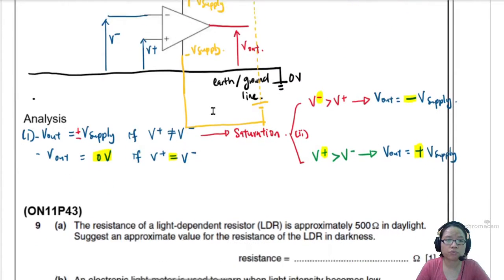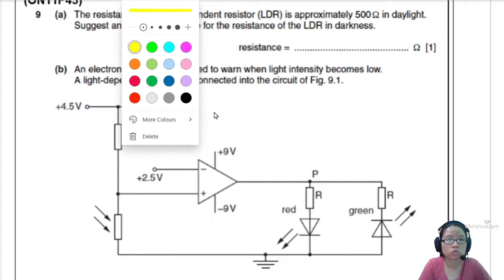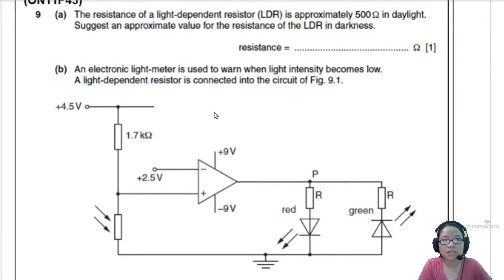So this is a very simple past year question that I will discuss together with this video so you have a better understanding of the circuit. I'm going to quickly do part A first because we are going to talk about the LDR. It says that the resistance of an LDR is approximately 500 ohm in daylight. So in daylight, the resistance of the LDR is very small. Suggest an approximate value of the LDR in darkness.